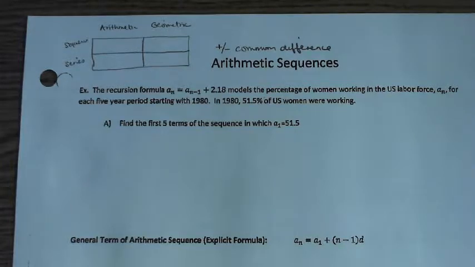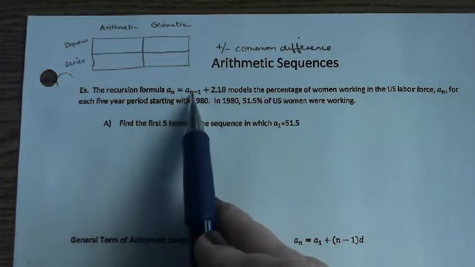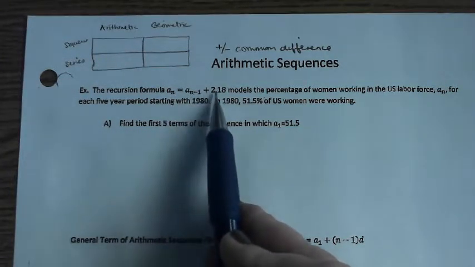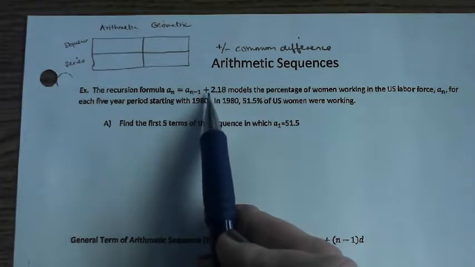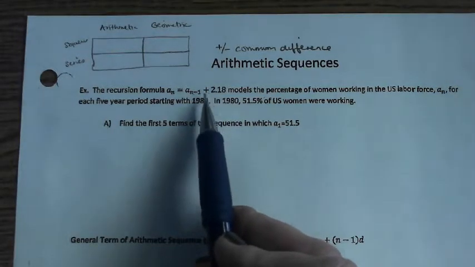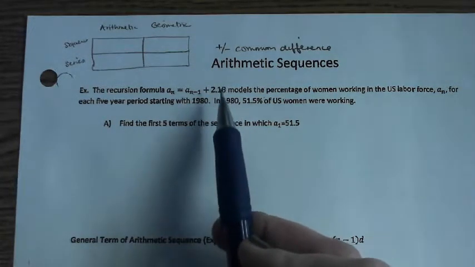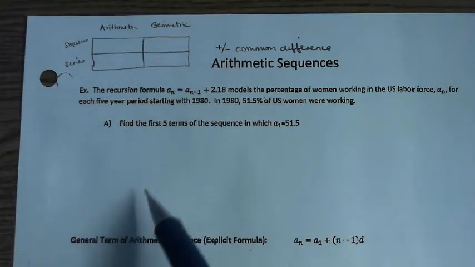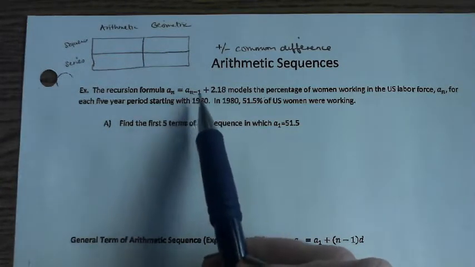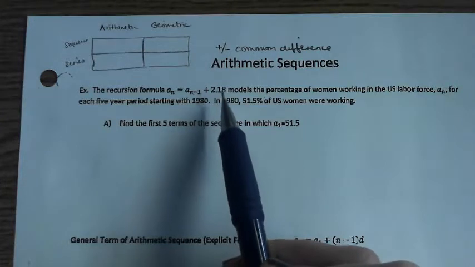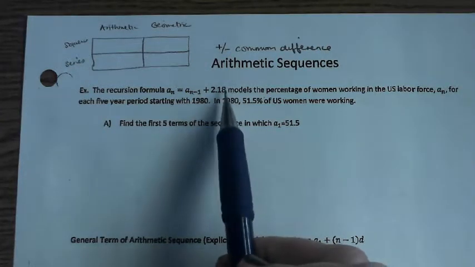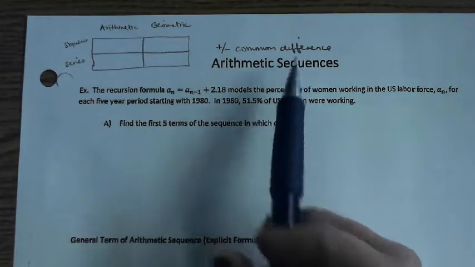So the first one gives us a recursive formula where to get any term, you take the previous term and you add 2.18. So that right there tells us it's arithmetic, right? Obviously, we know everything we look at today is going to be arithmetic, but on a test, you're not going to know that. But when you see a previous term plus something, that's arithmetic. So add 2.18, add 2.18. That 2.18 would be your common difference.